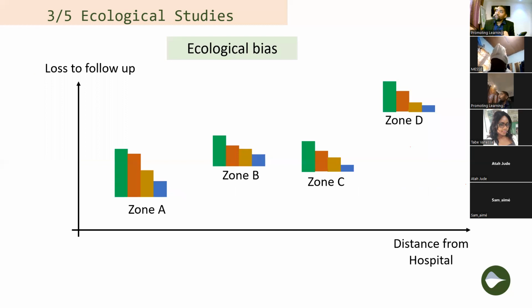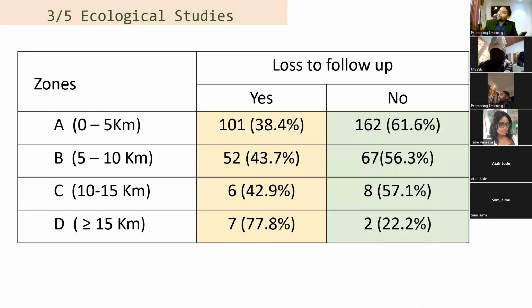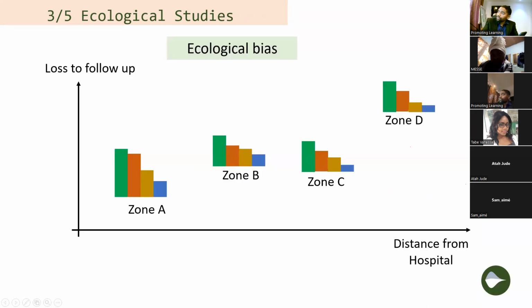So this is an example of what we could have with the Nadine study. I won't know because I don't have the data for everyone. But if you go back to what she had, zone A had 38%, zone B was higher, 43%, zone C was almost the same as zone B, and then zone D was 77%.